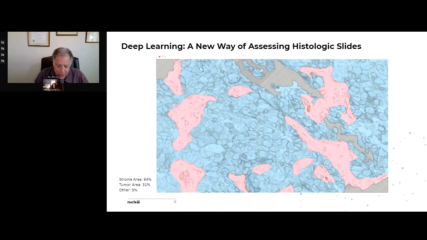Next, a tissue segmentation model is run that identifies the pertinent areas of the slide. So you can see here highlighted in the different areas, the tumor highlighted in blue and the stromal areas highlighted in the lighter pink color.